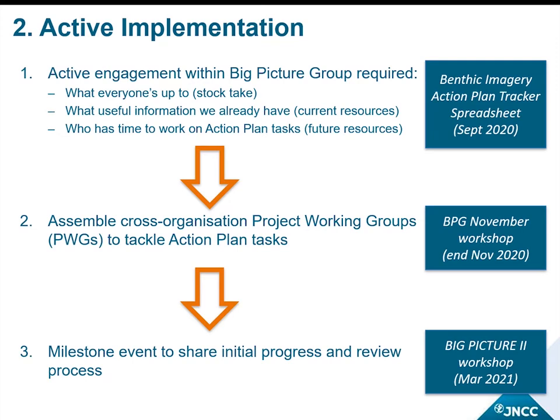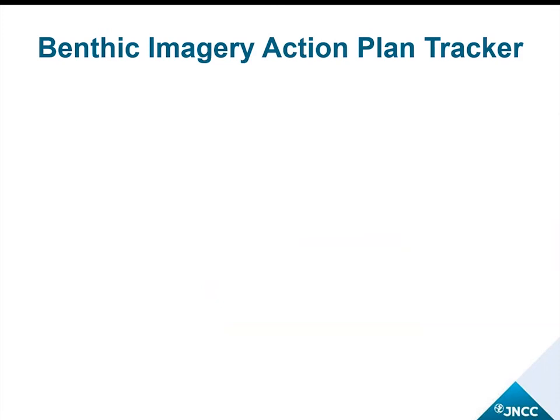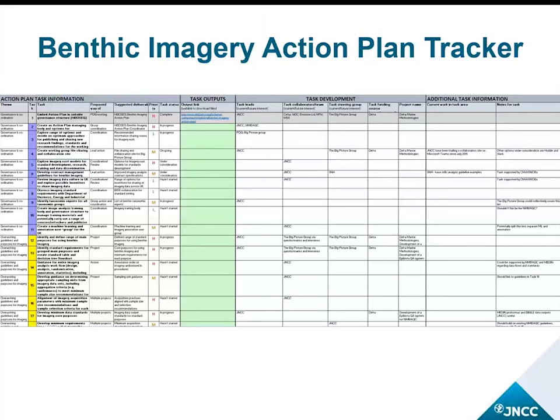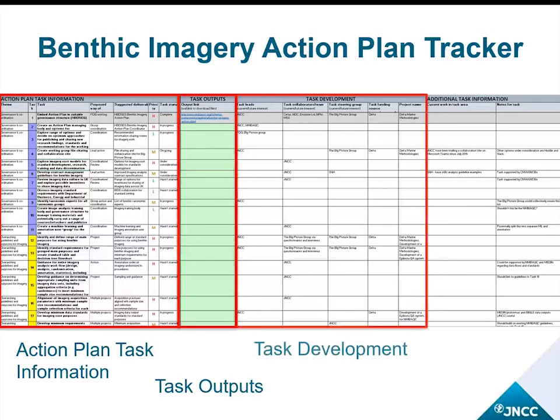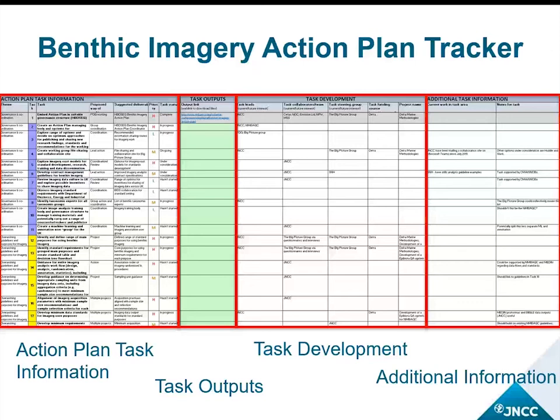The first step is the action plan tracker spreadsheet, and this is an example of it. Down the left-hand side are your tasks, color-coded for where they appear on the action plan. Each task has a brief description, what you're supposed to deliver, and any outputs listed. Then you've got the actual information about the task development. This is where we asked people for an expression of interest in which tasks they'd like to be involved with: leading the task, collaborating, or being in a steering group. Finally, any additional useful information on that task can be put together. This task tracker was sent out to members of the Big Picture group, and we got numerous responses to populate it.